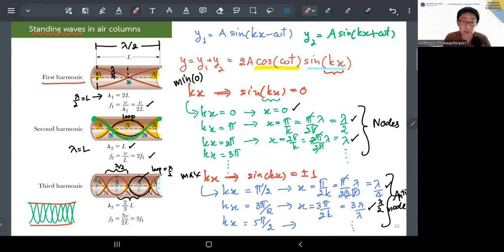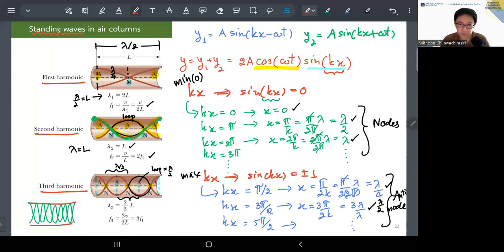First harmonic, that's your fundamental. Second harmonic, you know that now. That's the second possibility that has a frequency twice as big as the fundamental. And the third harmonic, that's the one that triples the fundamental frequency.